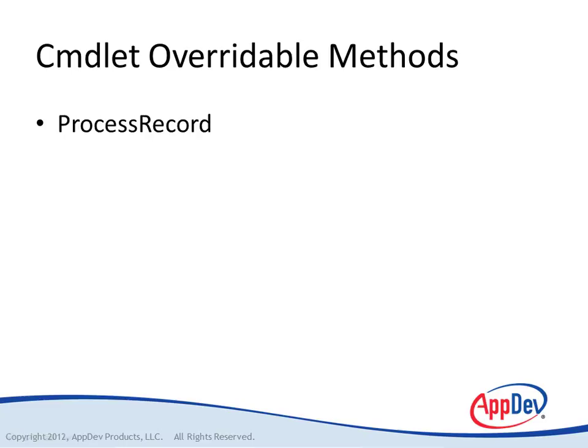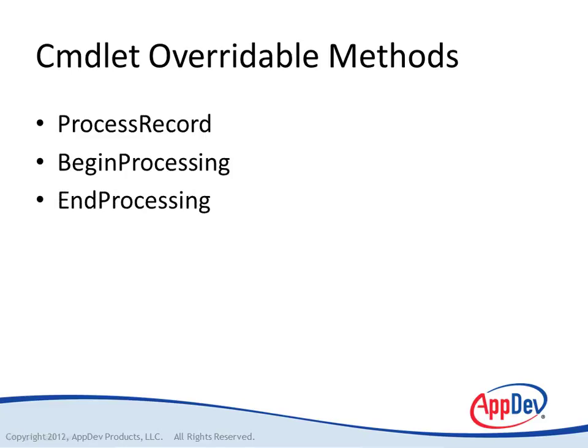Now, if we're going to be doing some work that requires some setup, we can also implement begin processing, and begin processing runs once right before the processing happens for process record, and process record could happen over and over again based on what's in the pipeline. When everything is done, then end processing can fire, and in end processing we can do the last little bit of work that we need to do.